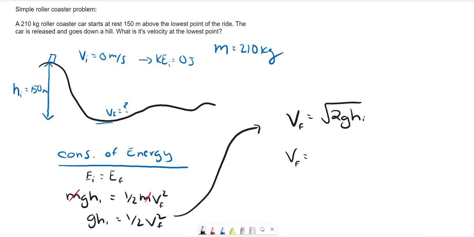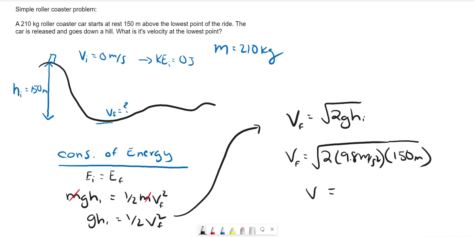So plugging in the values that we have, that's 2 times g, which is going to be 9.8 meters per second squared as always when we're on Earth, times 150 meters. And that gives us a final velocity of 54 meters per second.